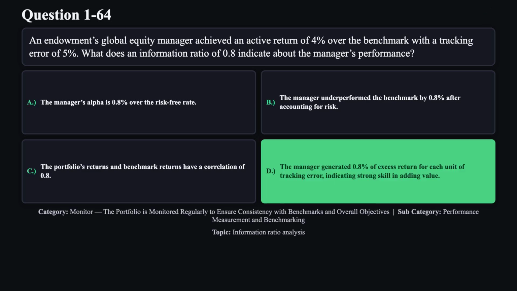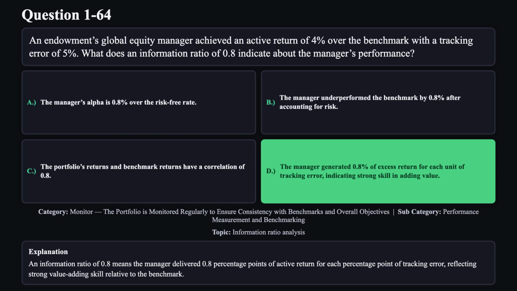The correct answer is D. An information ratio of 0.8 means the manager delivered 0.8 percentage points of active return for each percentage point of tracking error, reflecting strong value-adding skill relative to the benchmark.